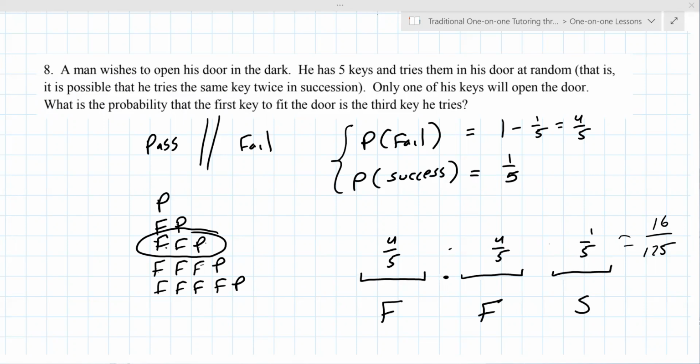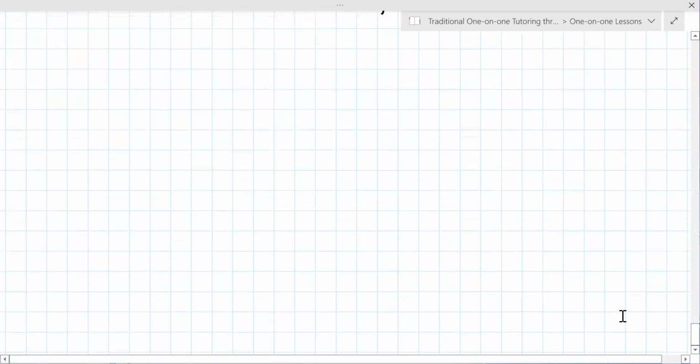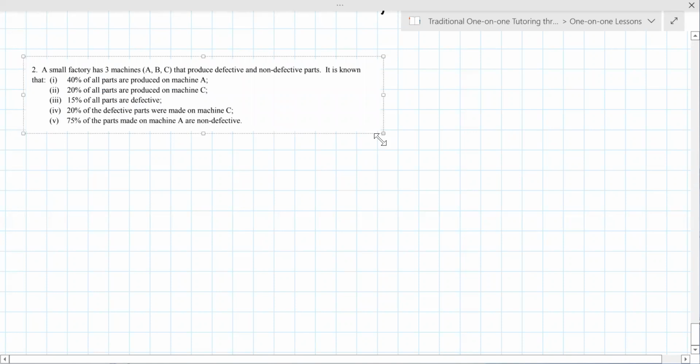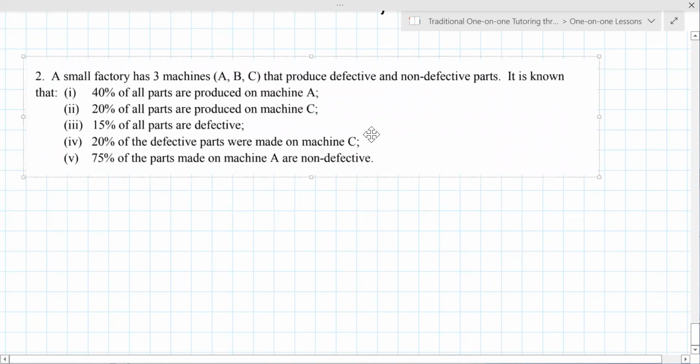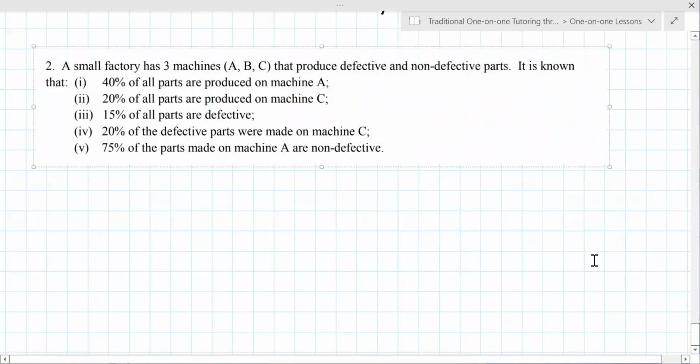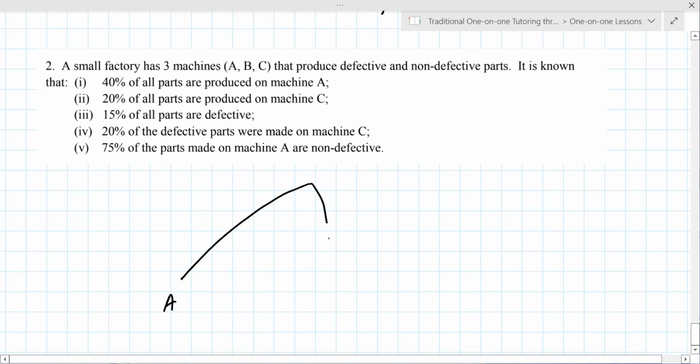All right, so let me snip it in here. A small factory has 3 machines, A, B, and C, that produce defective and non-defective parts. Okay, so you have to draw what's called a tree diagram. So you have A, B, and C. And what I like to do, and I think this is very important, is to put the probabilities along the paths, not at the end of the paths.